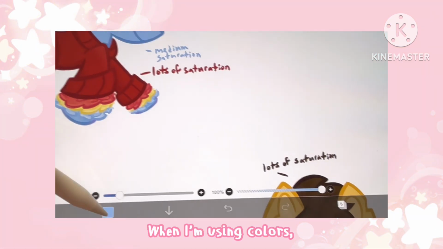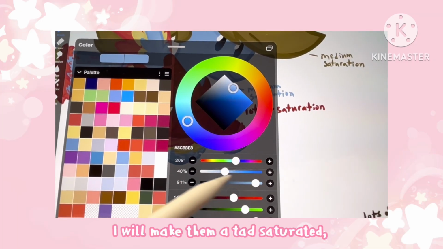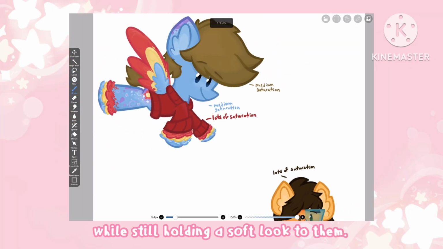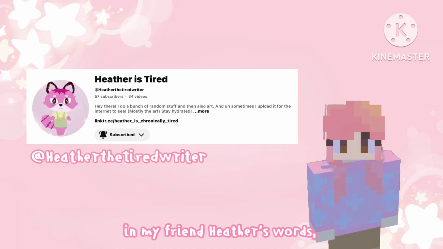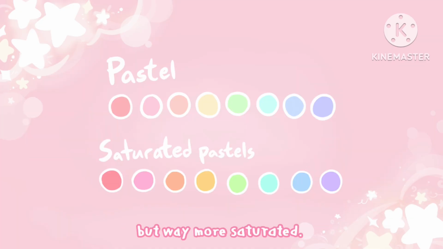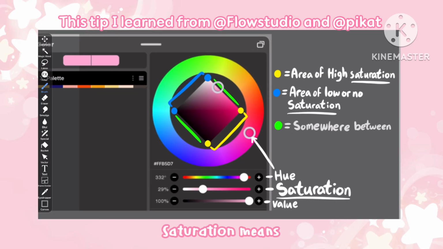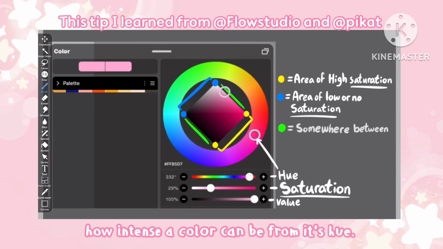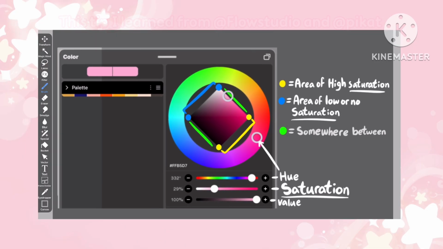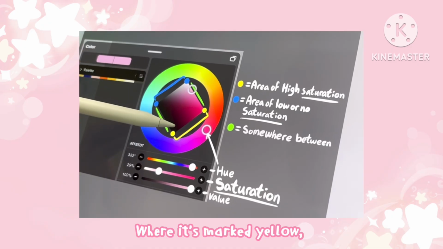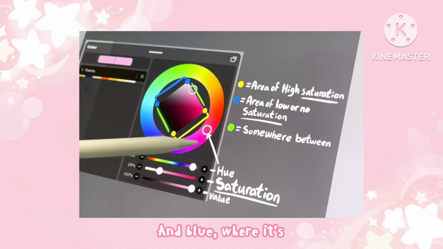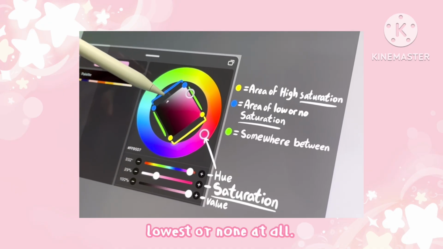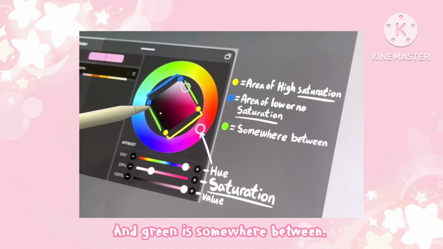When I'm using colors, I will make them a tad saturated while still holding a soft look to them. For example, in my friend Heather's words, they are pastel coated, but way more saturated. Saturation means how intense a color can be from its hue. Where it's marked yellow, that's where the highest saturation is, and blue, where it's lowest or none at all, and green is somewhere between.